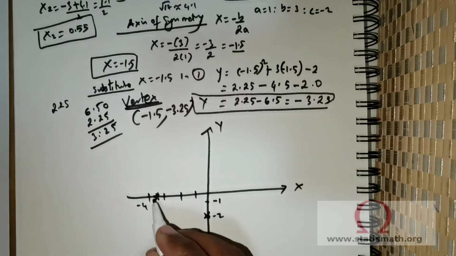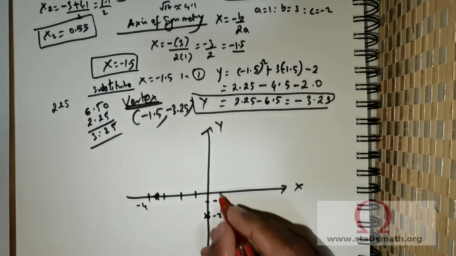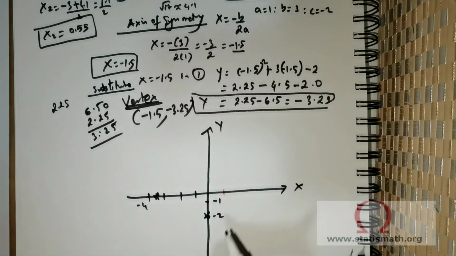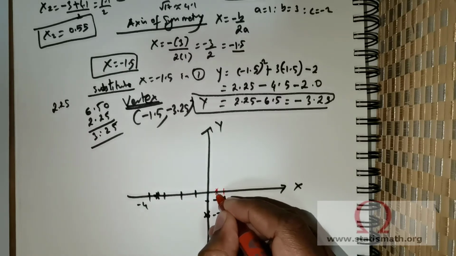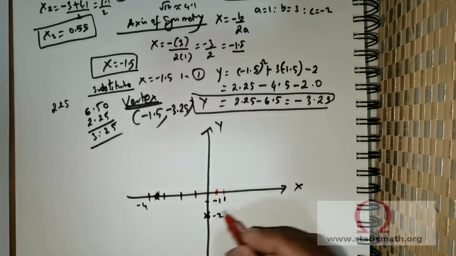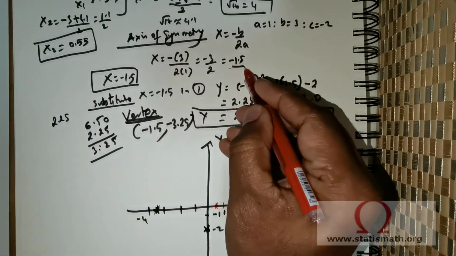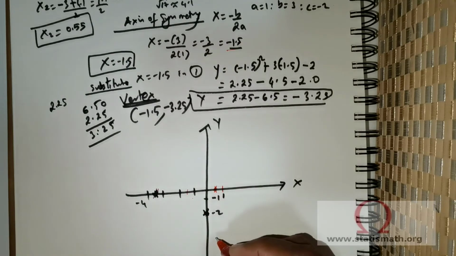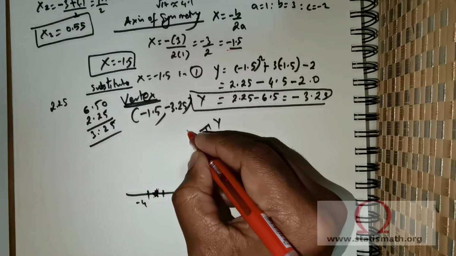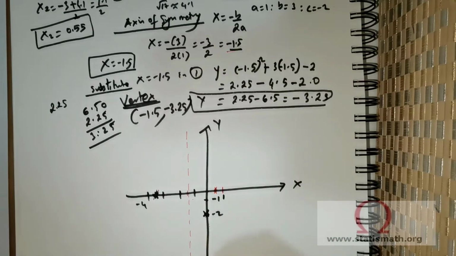This is one x-intercept, and we got another x-intercept, that's going to be 0.5. So if this point is 1, 0.5 would be somewhere over here. Okay, so I've got a point here, the y-intercept, the x-intercepts, and then the axis of symmetry. The axis of symmetry has been found to be negative 1.5. So if this point is negative 1, negative 1.5 will be over here. So you have to draw this line, negative 1.5, going like this.